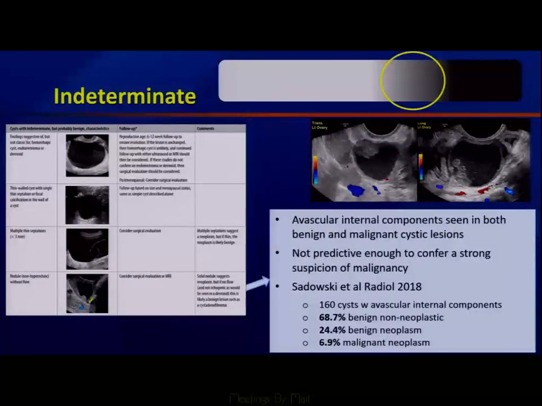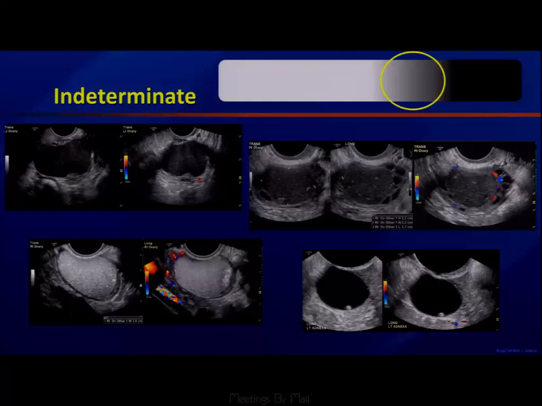In this study, they looked at 160 cysts with avascular internal components, and the majority of them were benign and non-neoplastic. The second largest group of these were benign neoplasm, and then about 7%, so not an insignificant number, were malignant neoplasms. Here's a few examples across the spectrum of indeterminate.